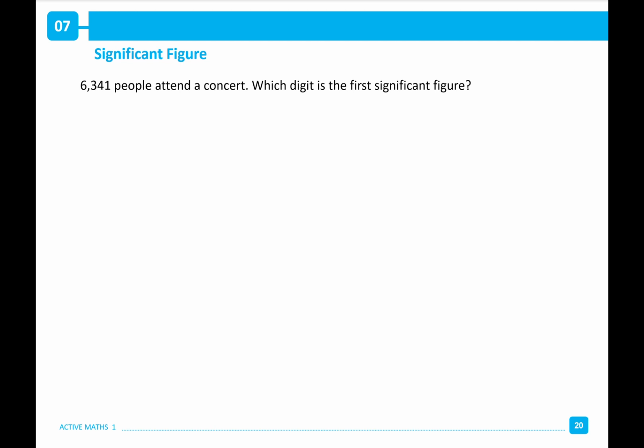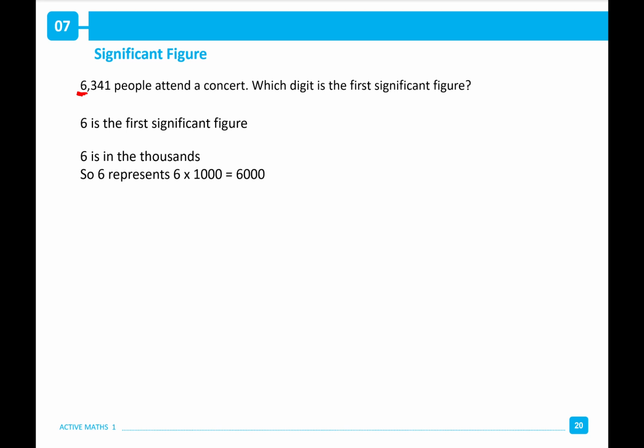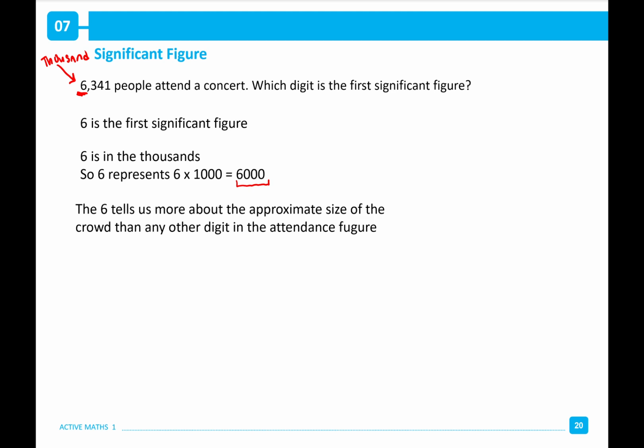6,341 people attend a concert. Which digit is the first significant figure? 6 is the first significant figure. This 6 is in the thousands category. So the 6 here is 1,000. So 6 represents 6 times 1,000. The 6 represents 6,000. This 6 tells you more about the approximate size of the crowd than any other digit in the attendance figure.